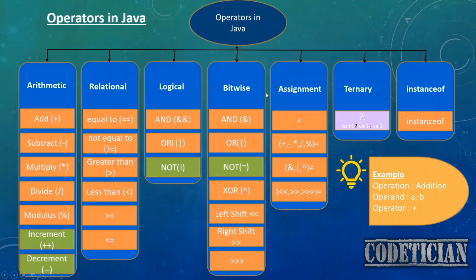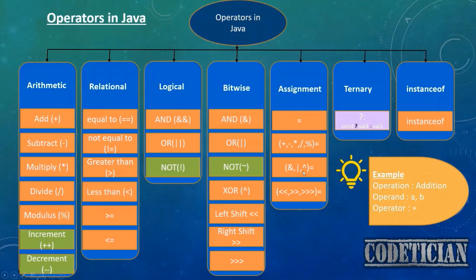Now the fourth category is bitwise operators. I'll be covering the bitwise operators in a separate video along with the practical, and will explain everything. But for now, just for the definition, bitwise operators are performed on individual bits of binary numbers rather than a whole number. The fifth category is assignment operators. It is used to assign a value to variables. It can be used alone or in combination with arithmetic operators, bitwise operators, and bitwise shift operators.